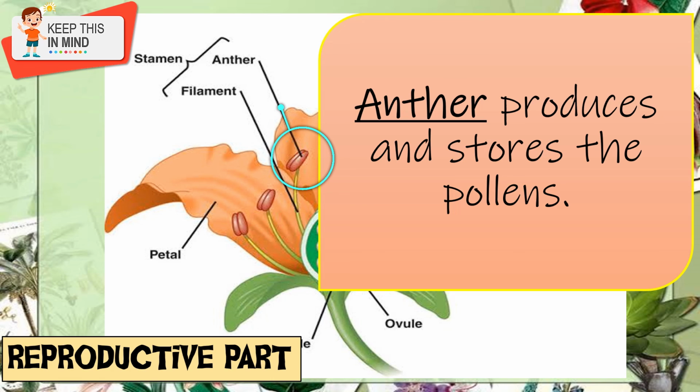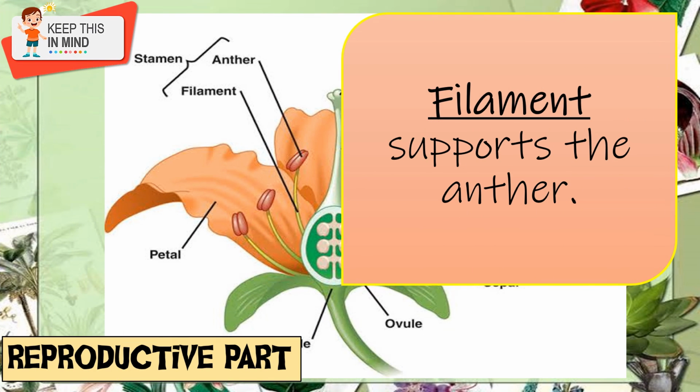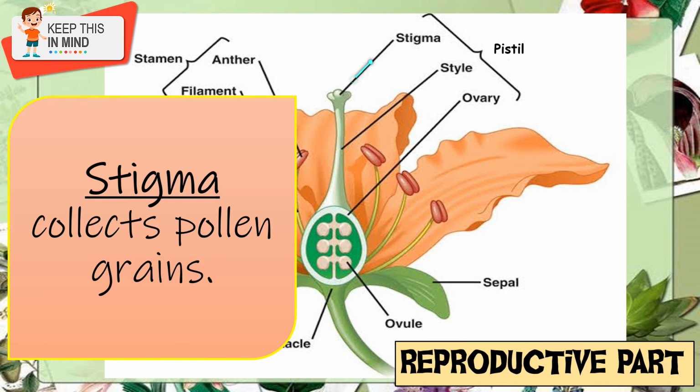Anther is a yellowish, soft-like structure involved in producing and storing the pollens. Filament is a slender, thread-like object which functions by supporting the anther. Stigma is the topmost part of the pistil. It collects pollen grains through its feathery and sticky part. It plays an important role in reproduction.